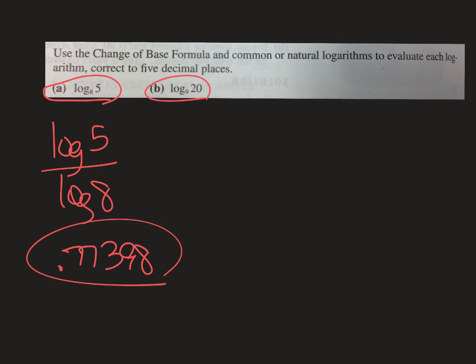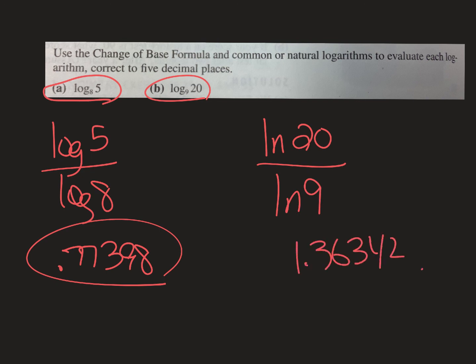This one, let's do the different base this time. It says log base 9 of 20. I'm going to do natural log because your calculator also does natural log. So do natural log 20 over natural log 9. Punch it in your calc. Get 1.36342. And again, you could do either one of these anytime you want to. The reason those are so popular is because those are the two that your calculator does. Your calculator knows base 10, it knows base e, makes it easy.